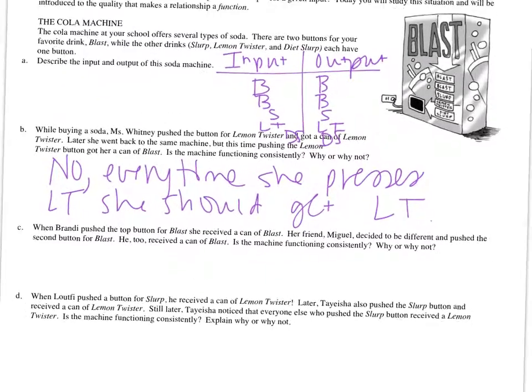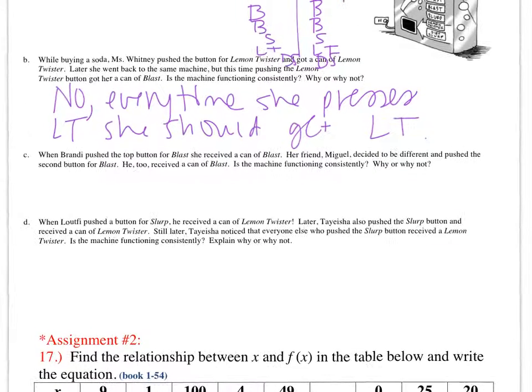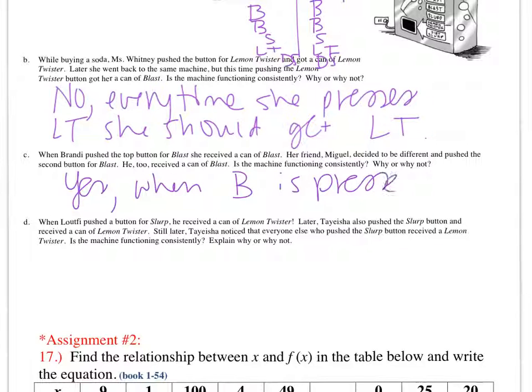When Brandy pushed the top button for blast, she received a can of blast. Her friend Miguel decided to be different and pressed the second button, and he too got blast. Is this functioning consistently? This is going to be yes. When blast, which I'll abbreviate with B, is pressed, blast comes out.